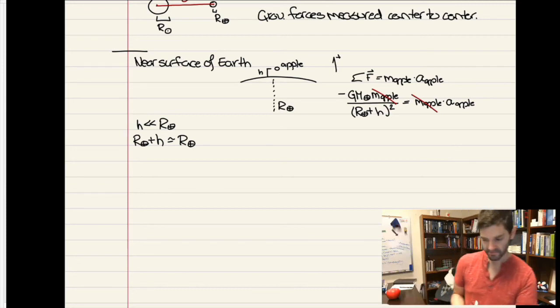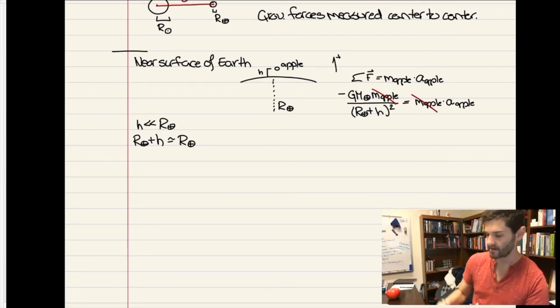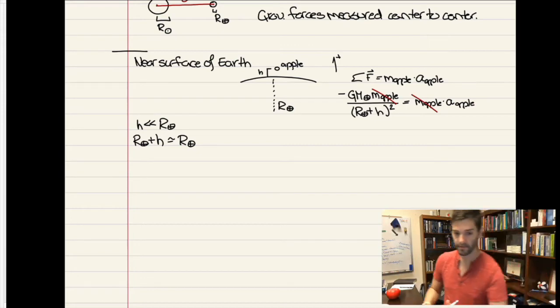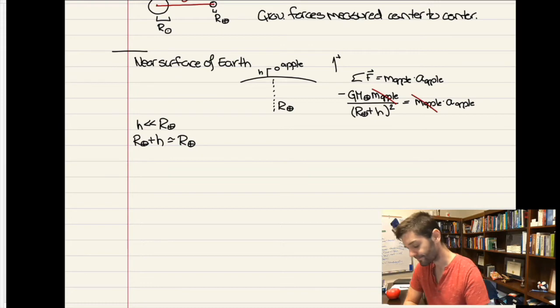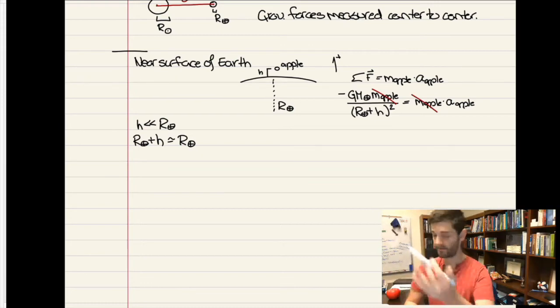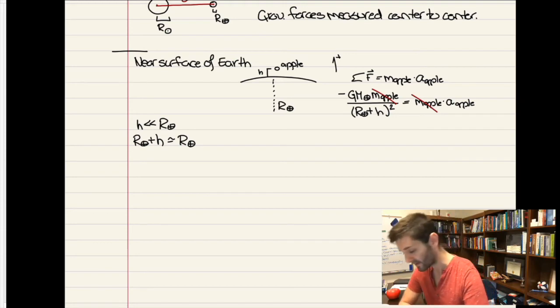If I'm near the surface of the Earth, then the height off the ground is very small compared to the actual radius of the Earth. I can make this approximation without significant error. Again, this is the idea of you have $1 million and I give you a penny, you essentially still have $1 million.